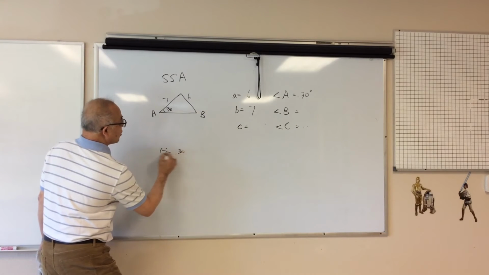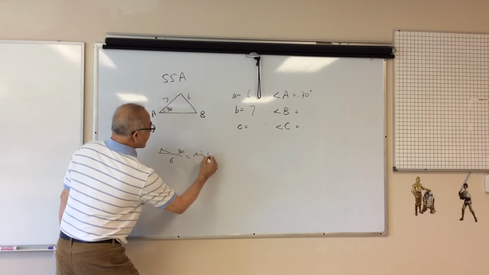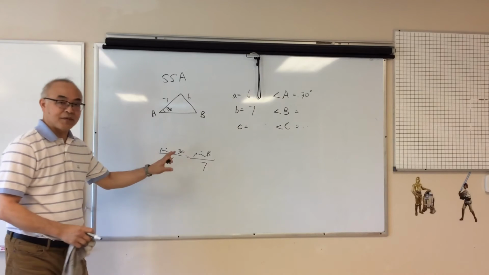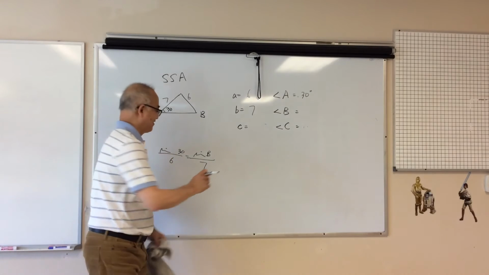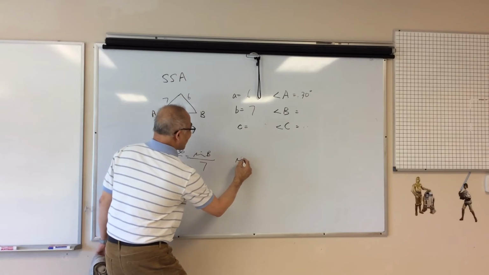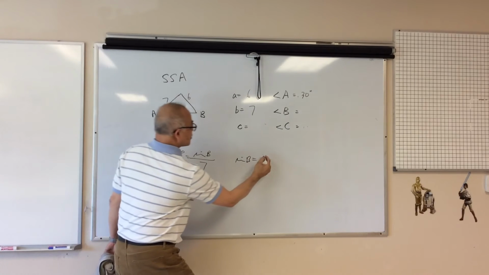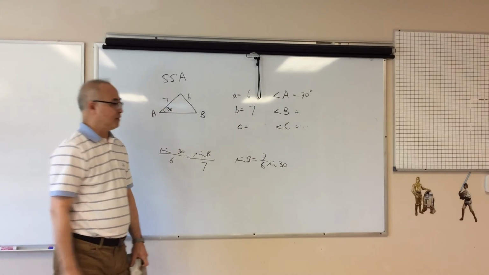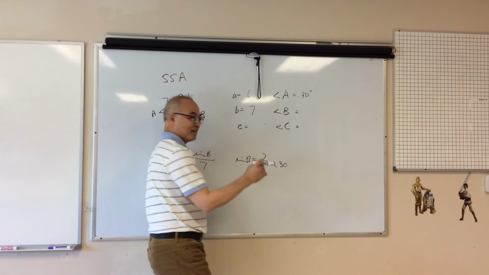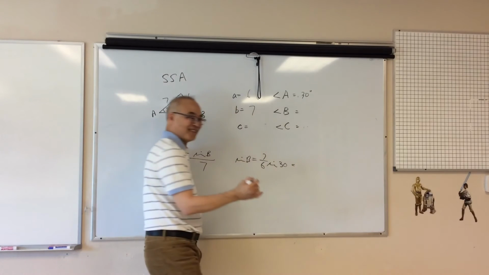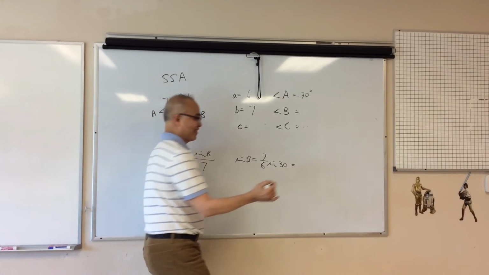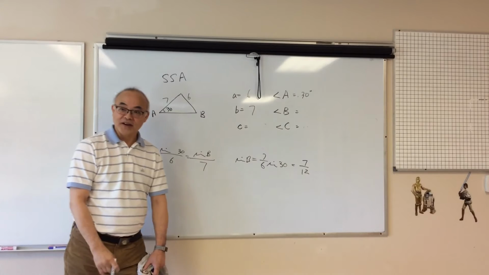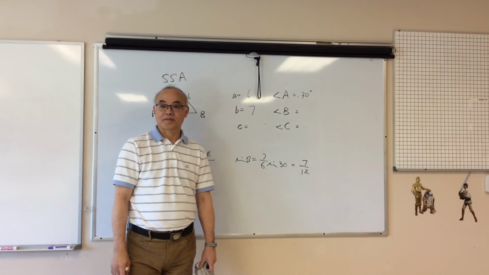Sine 30 over 6, sine B over 7, correct? We're doing exactly the same thing we did before. Okay, so I get sine B is equal to 7 over 6 sine 30. Sine 30 was what? The number. 1/2, right? That was my guess. Sine 30 was 1/2. Yeah.